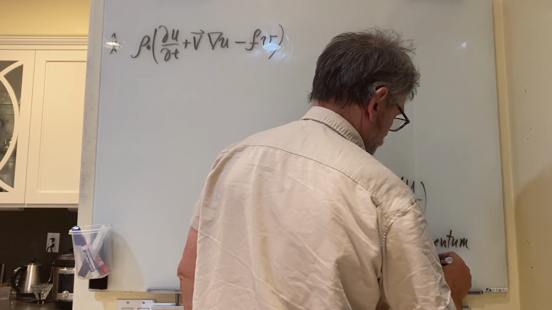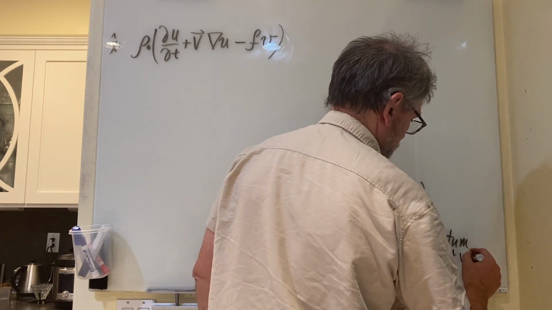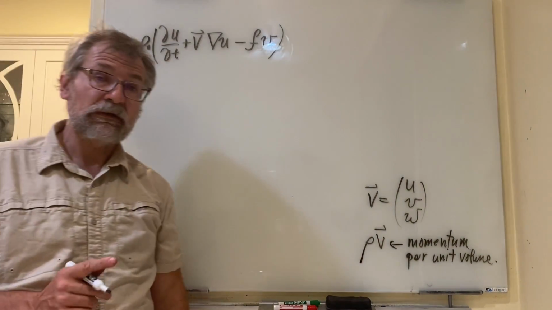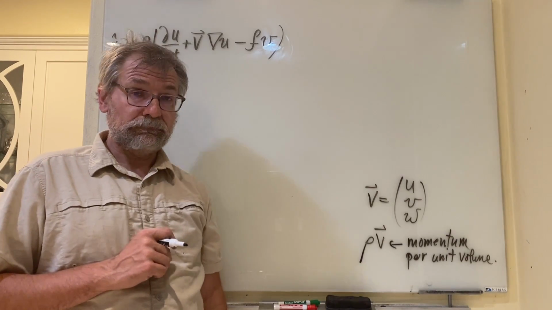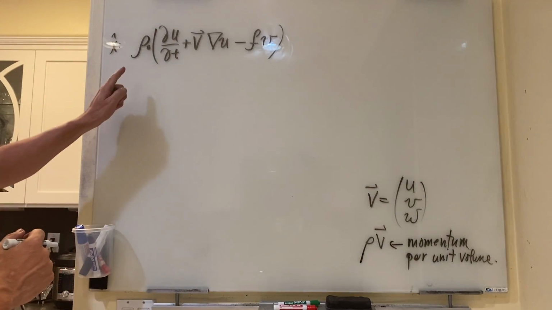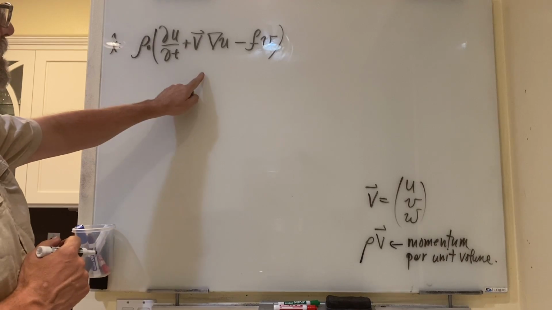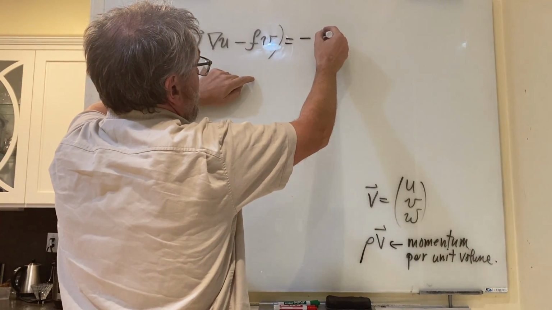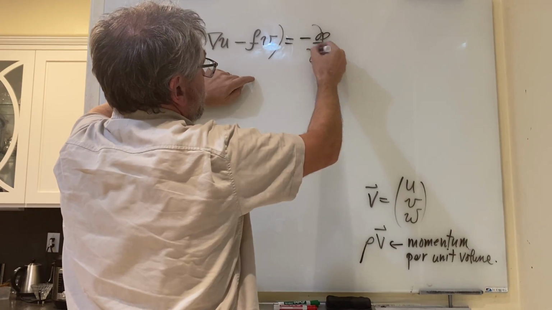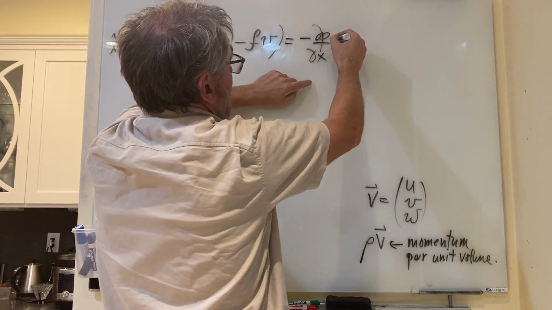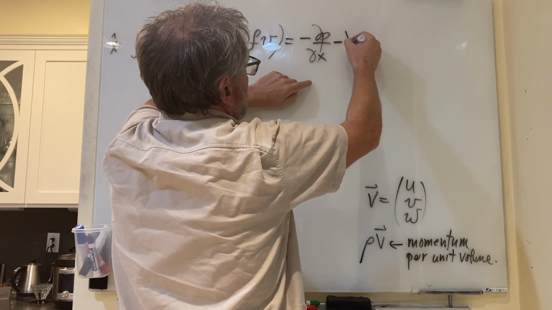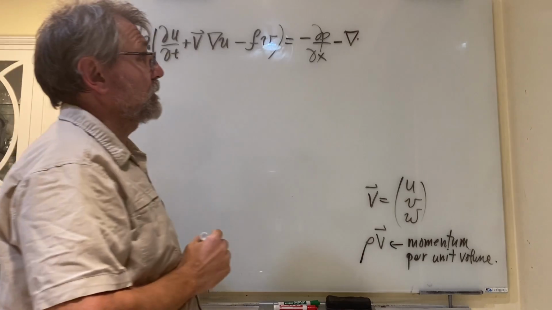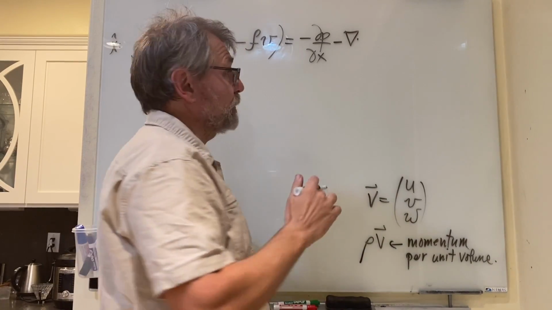Per unit volume. So I'm not always going to mention that things are per unit volume, but you can always figure out what we're doing by looking at the units. All right, so density times the acceleration is equal to the forces. So we have the pressure force, minus dp dx. And then we have minus the divergence of the stresses, the small scale turbulent stresses.